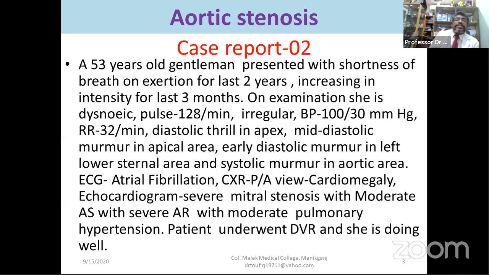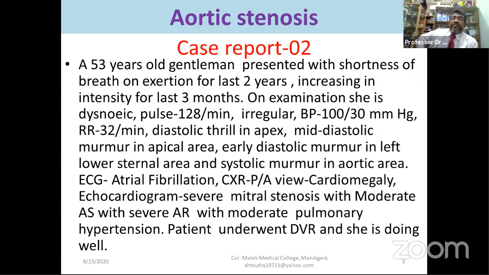And on examination, the patient is dyspneic, pulse 128 but irregular, BP 100/30 millimeter mercury, with a diastolic thrill at the apex. Diastolic thrill in the apical, mitral area means the patient may be associated with mitral stenosis. And there is an early diastolic murmur in the left lower sternal area, which you all know is the aortic regurgitation murmur. And there is a systolic murmur in the aortic area, which is due to aortic stenosis.